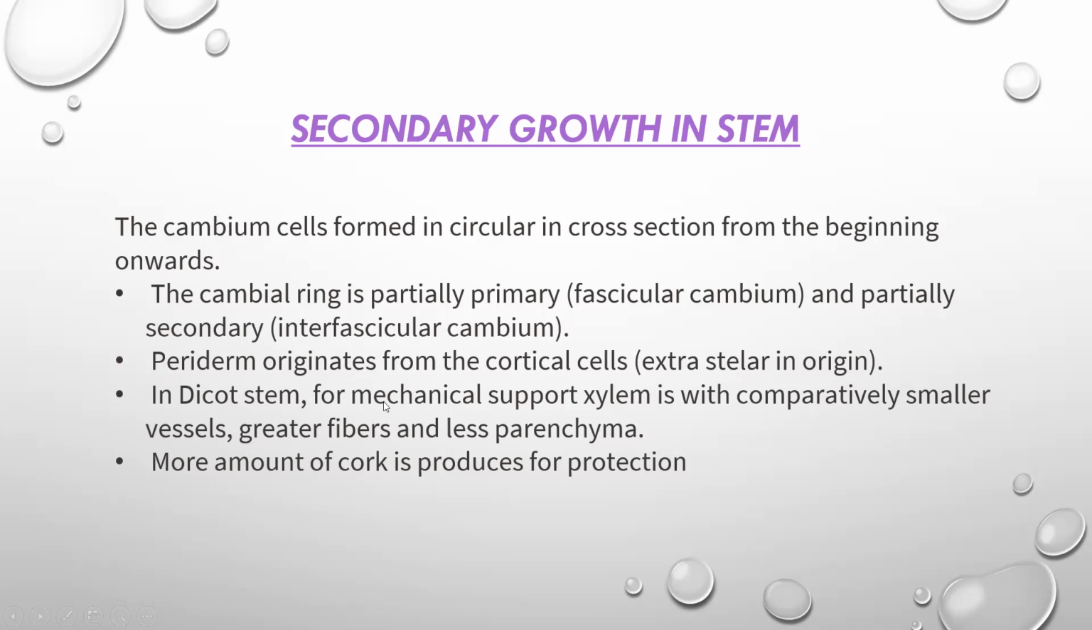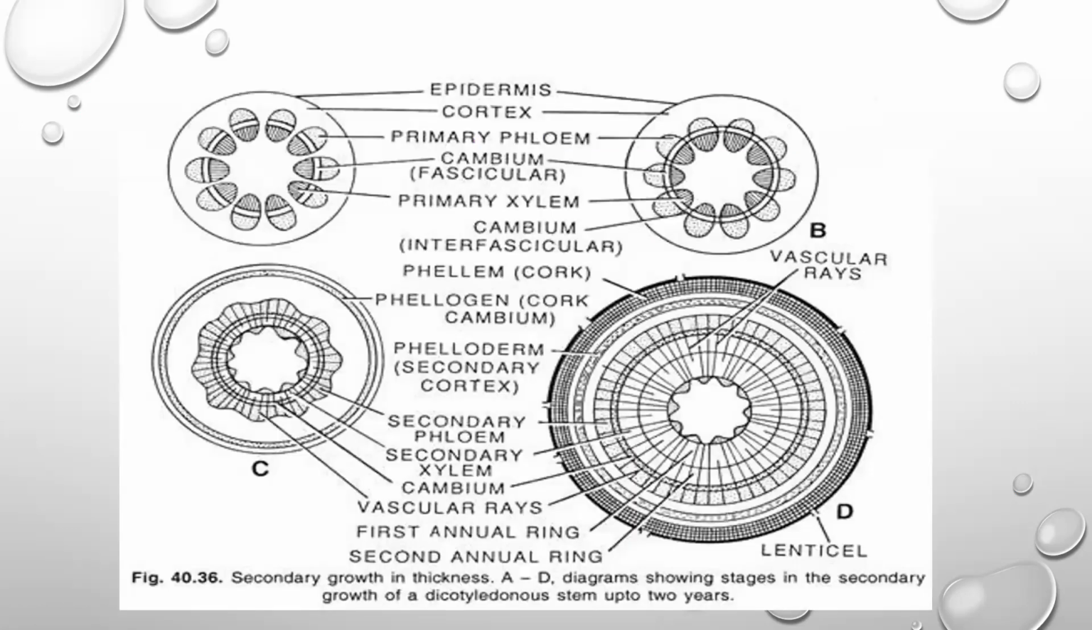So in dicots, for mechanical support, the xylem is with comparatively smaller vessels and greater fibers and less parenchyma. Generally, the xylem elements contain smaller vessels, and xylem fibers are more and parenchyma is less, whereas a greater amount of cork is produced for protection. Generally, this cork, that is the outer layer, helps in the protection of the internal organs. So this is the secondary growth.